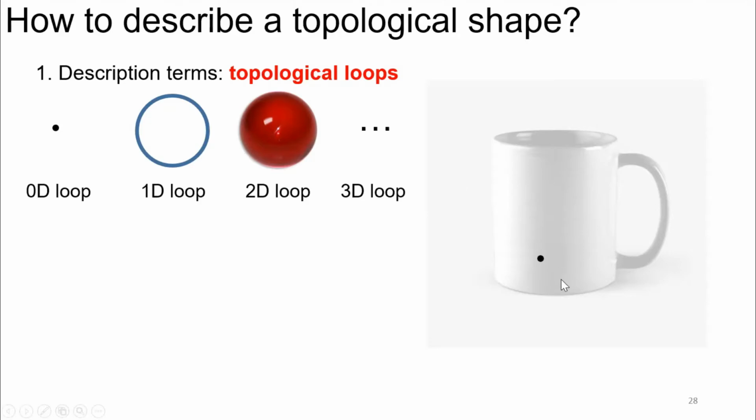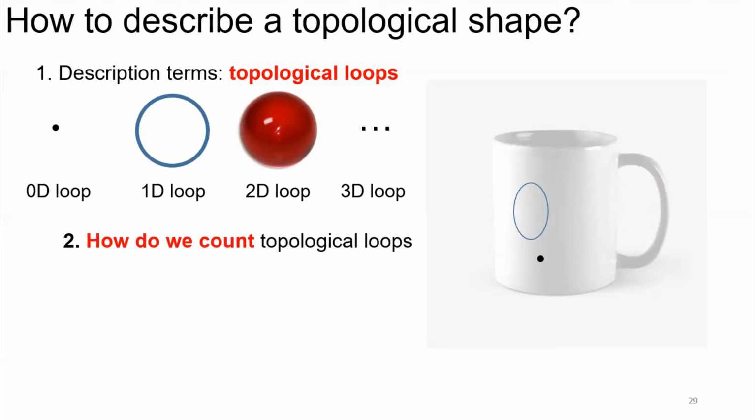Like on this cup, I can find a point, that's my zero-dimensional loop, or I can draw a loop here, or I can draw a loop here. And the question is basically to list possible loops. Now, the next thing that I have to ask is, how am I going to count loops? I just have to define how I count loops.